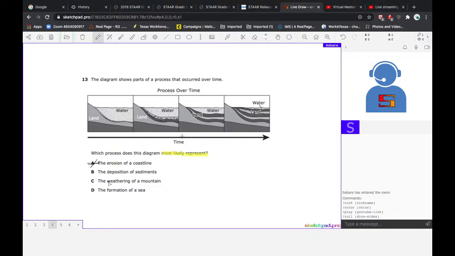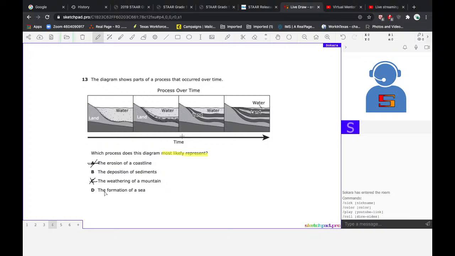Answer choice C is saying the weathering of a mountain. Again, this diagram is not showing weathering, it's showing deposition. Weathering is the breaking of rocks into sediments, and erosion is the removal of sediments. So these two are both incorrect.